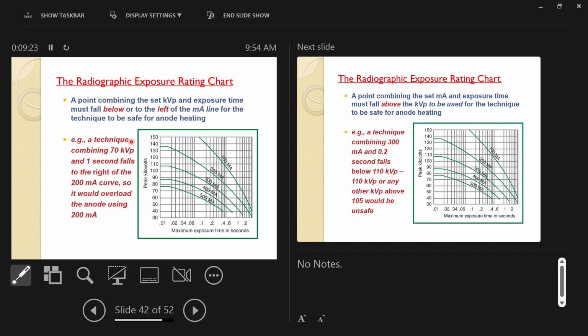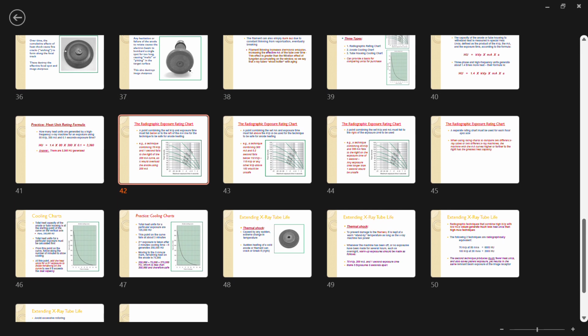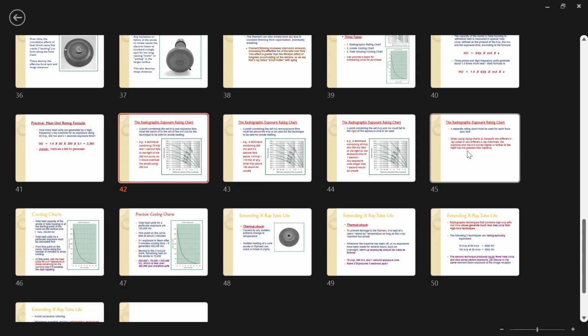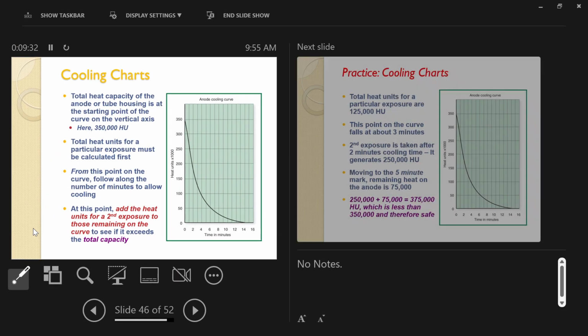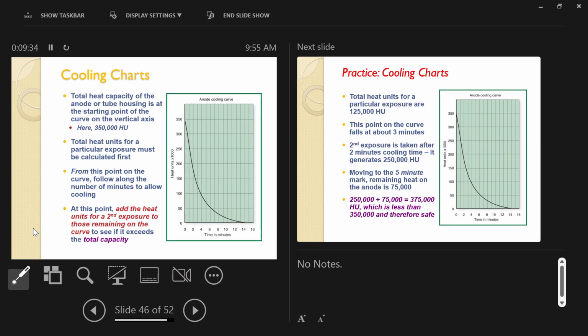All right, let's take a look at the next thing. The next type of chart that's useful are cooling charts.